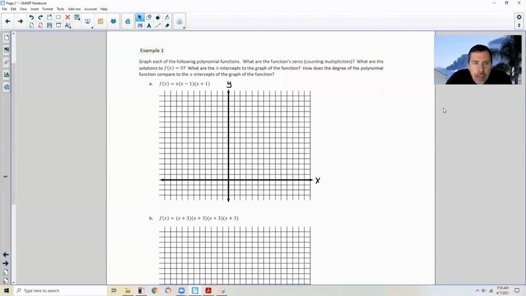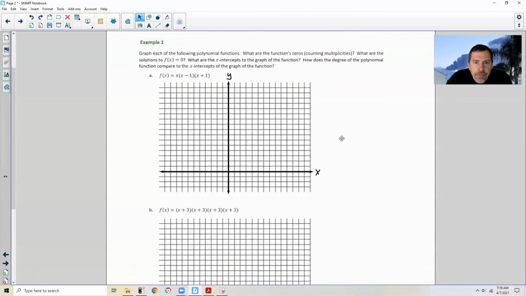Okay, page 2, example 1 says to graph each of the following polynomial functions. What are the function zeros, counting their multiplicities? And what are the solutions to f of x equals 0? What are the x-intercepts to the graph of the function? How does the degree of the polynomial function compare to the x-intercepts of the graph of the function?